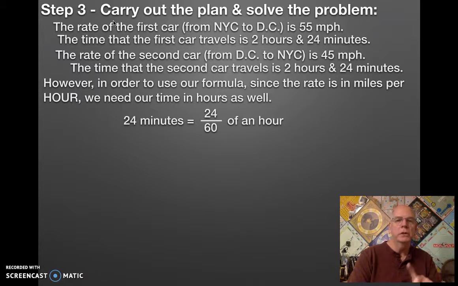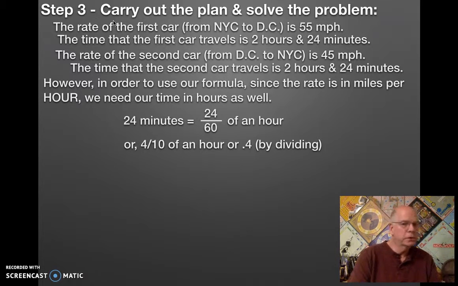So that 24 minutes is what's throwing us off, so we need to change that to hours. It would be 24/60ths of an hour, because there are 60 minutes in an hour. You could just divide 24 by 60, or if you want to reduce it first, 6 goes into both of them, and so it would be 4/10, or in other words, 0.4 if we divided 24 by 60, or 4 by 10. And so that means our time is 2.4 hours, to equal 2 hours and 24 minutes. All right, so that's what we're going to use.